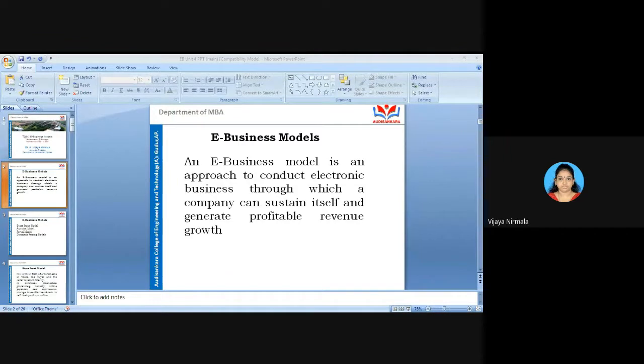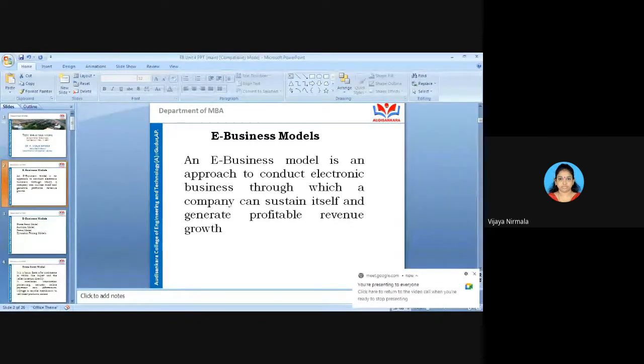What is a business model? In the previous units, in the first unit, we have discussed e-commerce models: B2B, business to business, B2C, C2C, G2G, B2G. These are the six types of models we have discussed, with diagrammatical representation also. E-commerce is a part of e-business, right? So in this also we have some models in e-business.